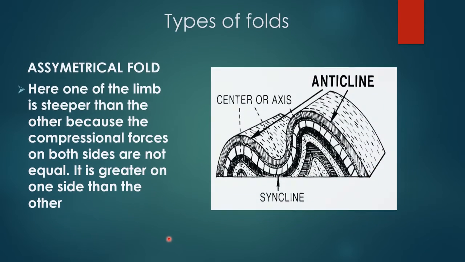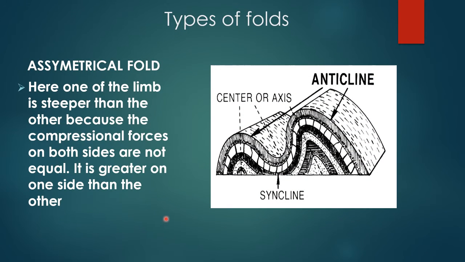We continue with the second type of fold, which is the asymmetrical fold. In this asymmetrical fold, realize that one limb is steeper than the other because the compressional forces on both sides are not the same. It is greater on one side than the other. Here, this side is gentle and this side is steeper. The compressional force that is acting this way is stronger, and it is pushing this one to be gentle and to be over this other one here. That is why we talk about an asymmetrical fold.